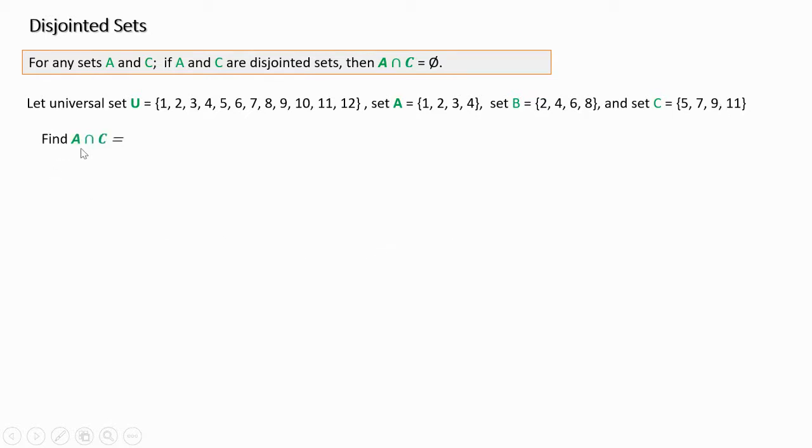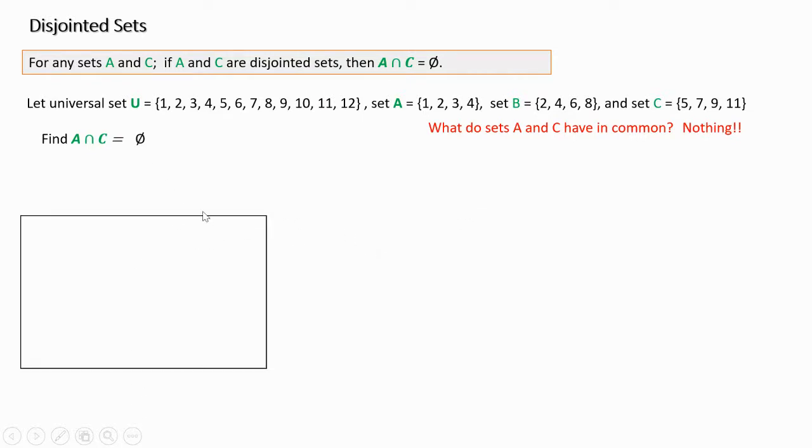Okay, so A intersect C. What do sets A and C have in common? If we notice, set A has a 1. Does it have a 1 over here? No. How about a 2? No. How about a 3? No. A 4? No, it's not there. So they don't have anything in common. Nothing, right? So how do we express it? It's the empty set, right? The symbol, or you can put the brackets also.